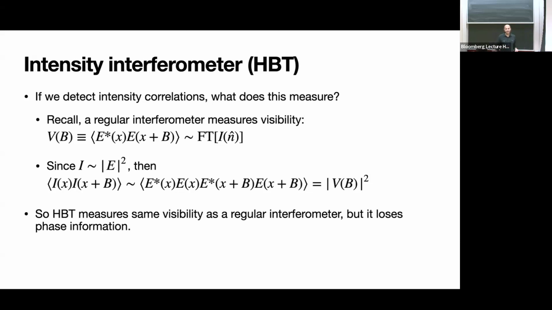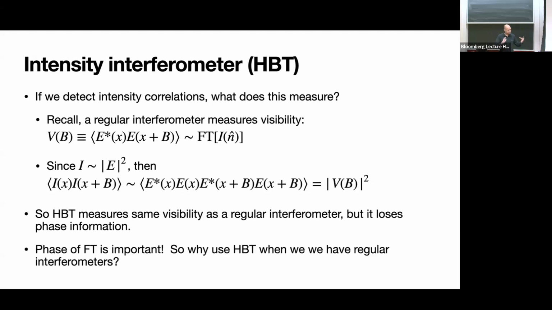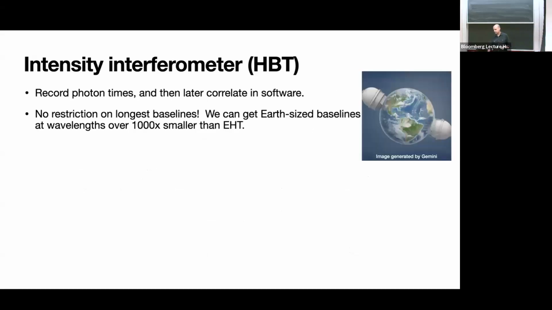Now, losing the phase is a big deal. The phase comprises at least half the information in the Fourier transform, arguably more than half. And so losing the phase is a big loss. So then you might wonder, what's the point of doing any of this, given that astronomers know how to do normal, regular amplitude interferometry? And the answer, of course, is this.